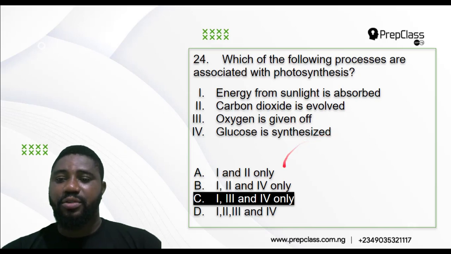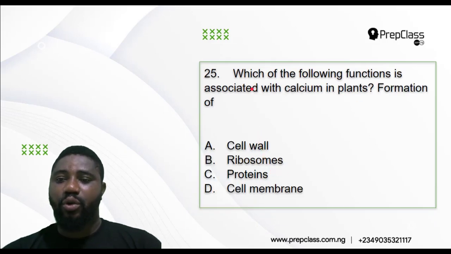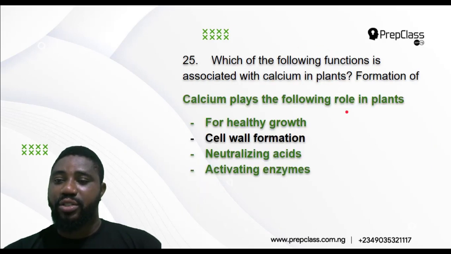Good. Let's look at 25. Which of the following functions is associated with calcium in plants? Formation of A, cell wall; B, ribosome; C, proteins; D, cell membrane. Which one is associated with calcium?